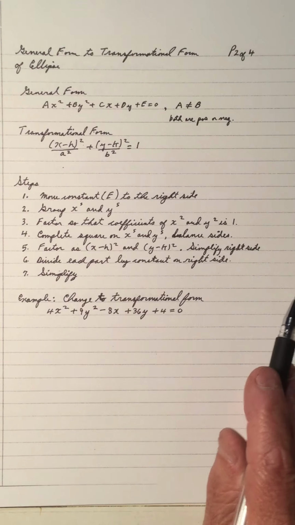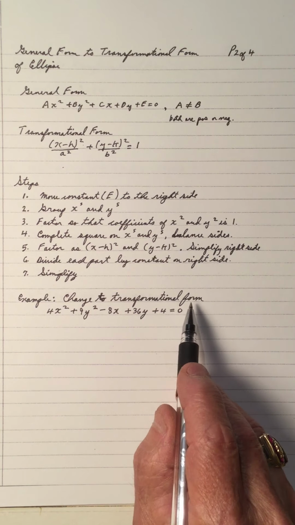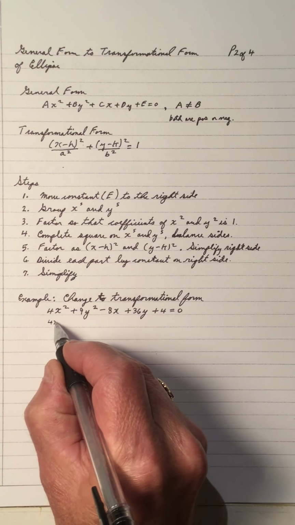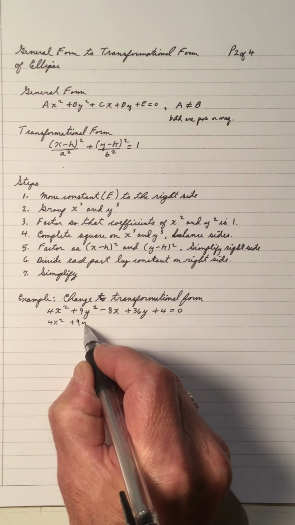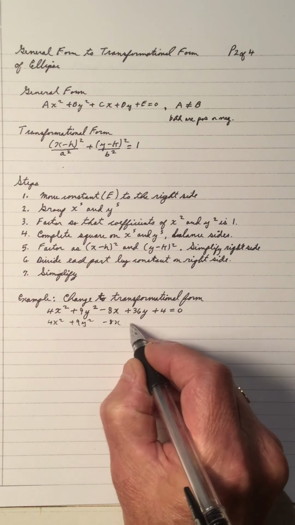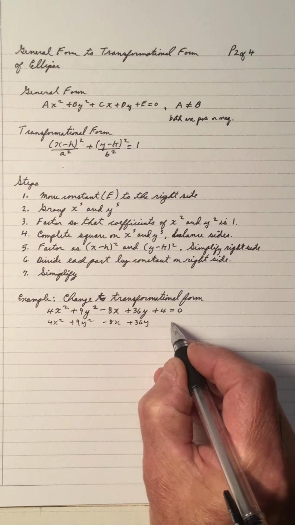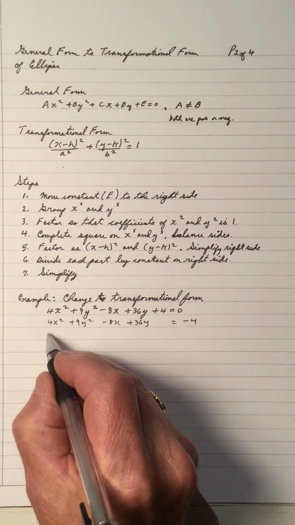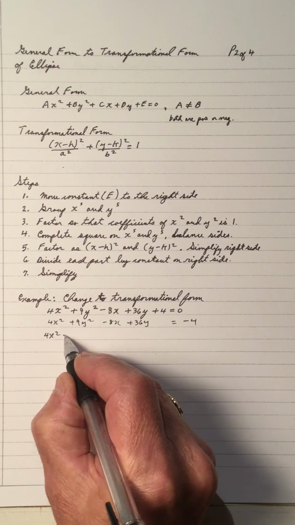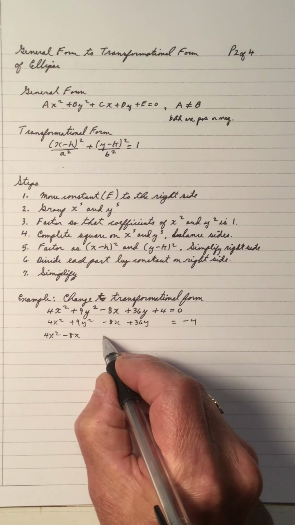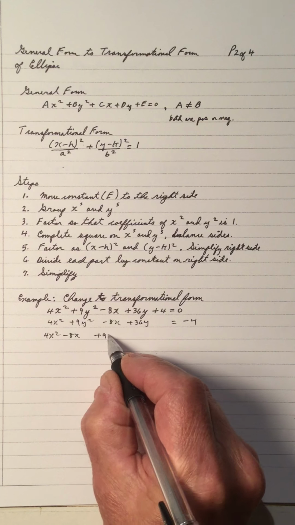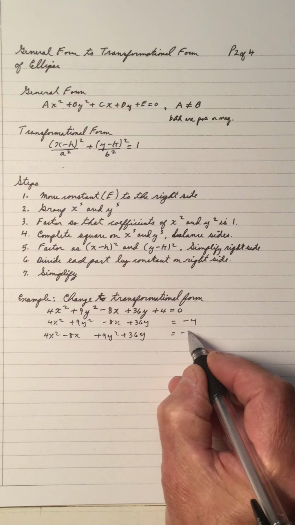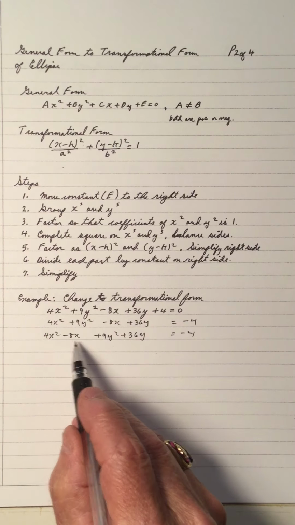Here we go. Let's do an example. Change to transformational form. I'll do one step at a time. I'll move the 4 to the right side and make it negative. Now I'll group the x's and I'll group the y's. So I got the x's grouped together and the y's.